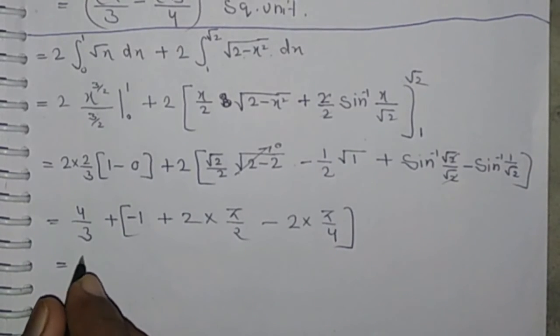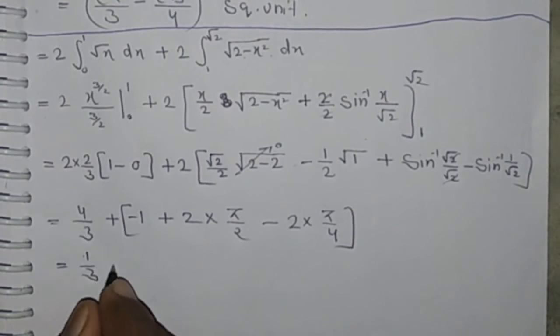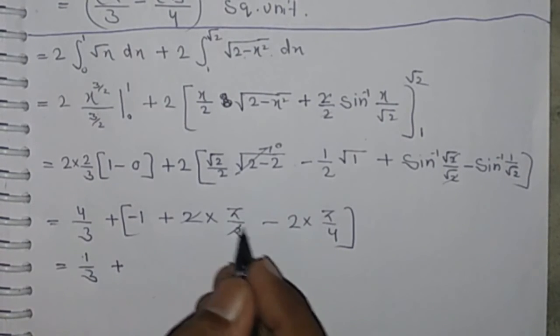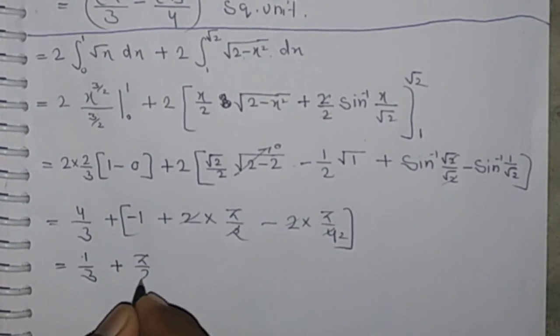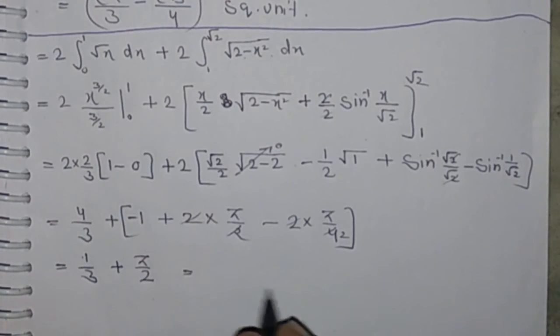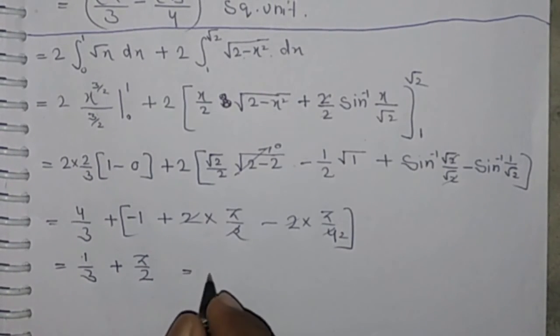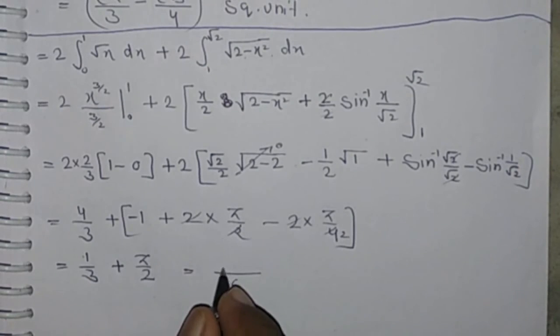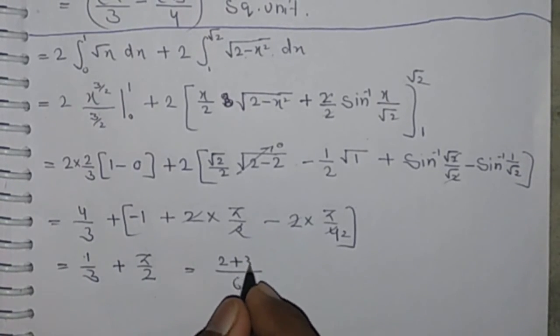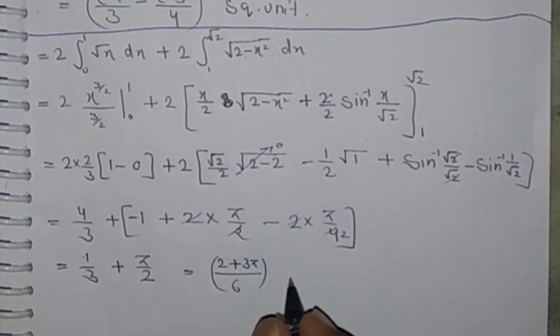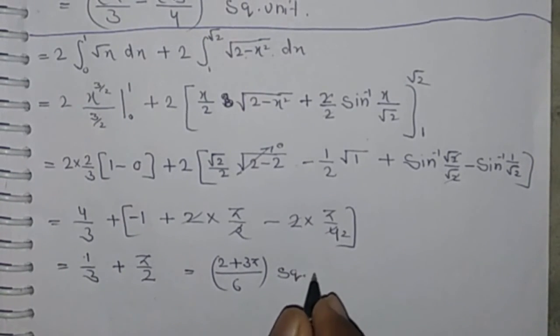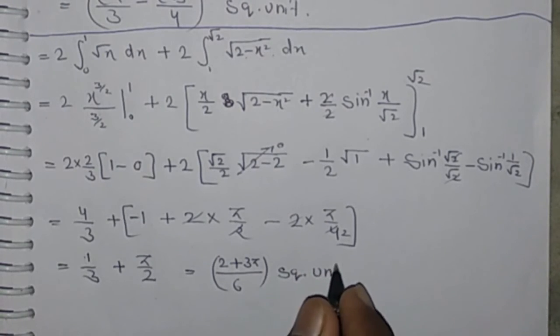4 by 3 minus 1 is 1 by 3. 2 into pi by 2 is pi. Pi minus pi by 2 is pi by 2. And this is the answer.